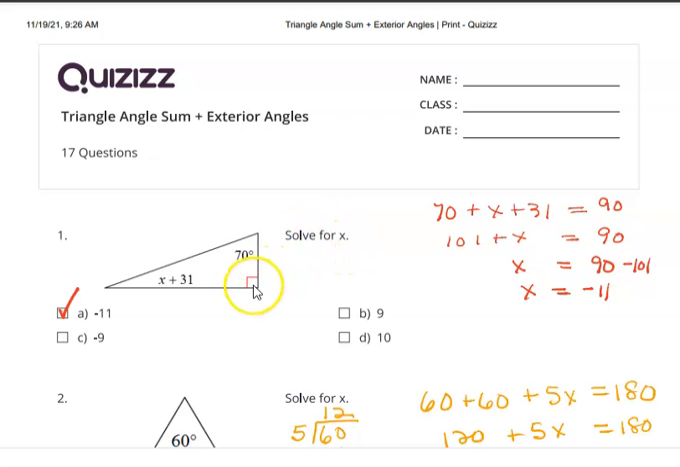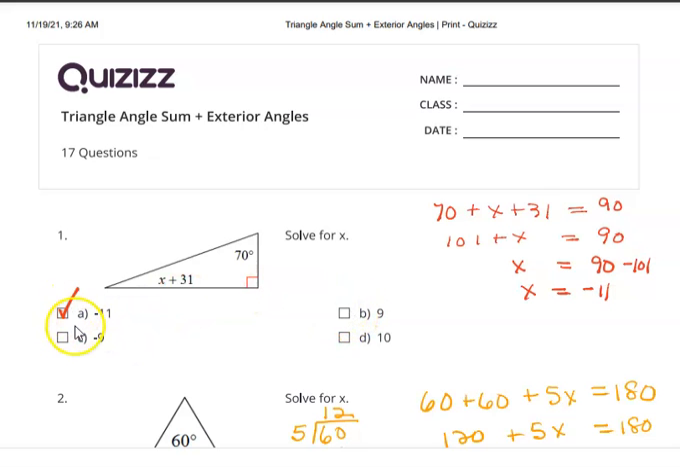I see I have a right triangle, and I know the remaining angles inside the right triangle have to sum to 90 because every triangle has 180 degrees. So take 70 plus x plus 31, that has to equal 90. Add 70 and 31, and you get 101 plus x. Subtract 101 from both sides, and you get x is negative 11. That is your answer for x.